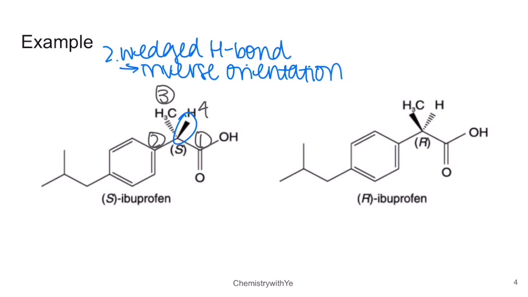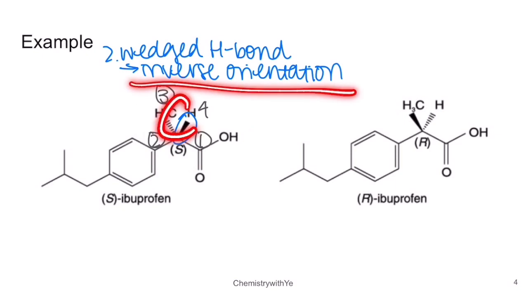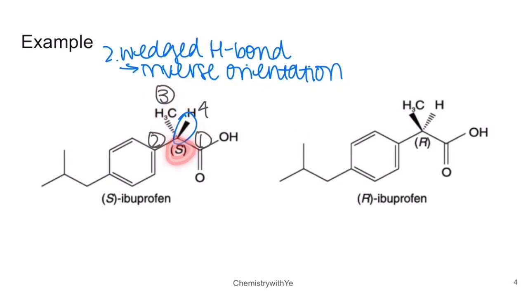And that is why this is the S version of the ibuprofen. So this chiral center has the same ordering of the substituents. But because the hydrogen is on a dash bond, you would not need to inverse the orientation. So it has a clockwise configuration, which is representative of the R enantiomer.